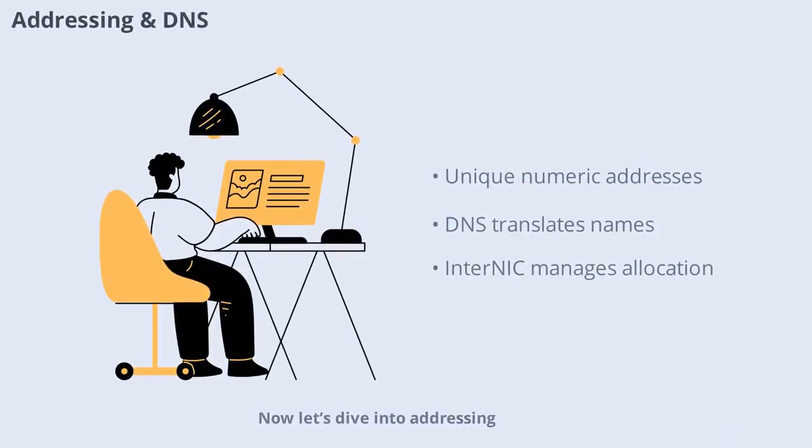Now let's dive into addressing. Every device on a network gets a unique internet address made up of 4 bytes separated by periods, like 136.102.233.49. The first part identifies the network while the rest points to the specific device. Assigning these addresses is managed by organizations like InterNIC, which consider things like geography and organization type. But remembering numbers is tough, so we use the Domain Name System, or DNS. DNS translates easy-to-remember names into those hard numeric addresses. Whenever you type a website name, DNS is working in the background to connect you to the right place.